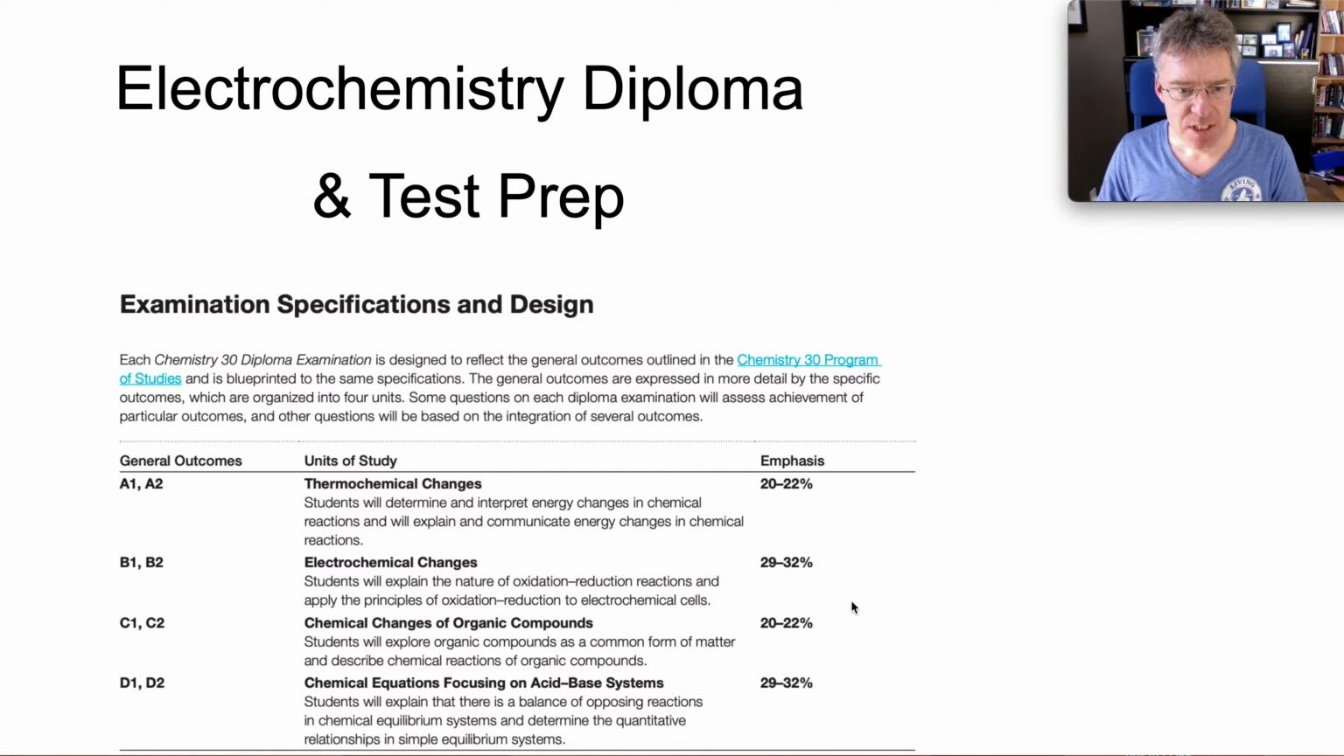The weighting of electrochem is going to be a little under 1/3. The diploma exam will have a total of 60 questions, so you're going to see about 18 of those questions being electrochem or redox. Now we don't know exactly how many will be multiple choice or numeric response. The diploma will have 44 multiple choice in total, and the remaining 16 is numeric response.